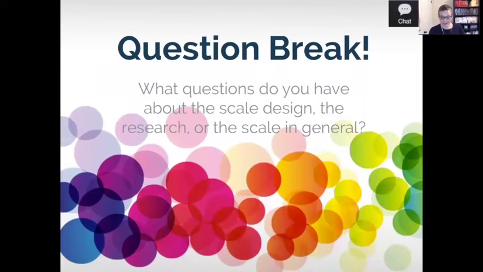Okay, I am in a few minutes. We're gonna have a question break right now, but then I'm gonna talk about how you use this to actually influence team creativity. But before I get into that, what questions do you have about the scale or the research or how it was designed? Any of those things? What questions do you have?